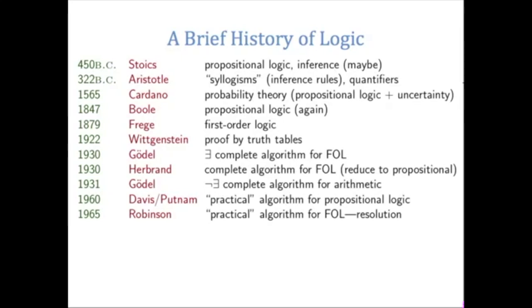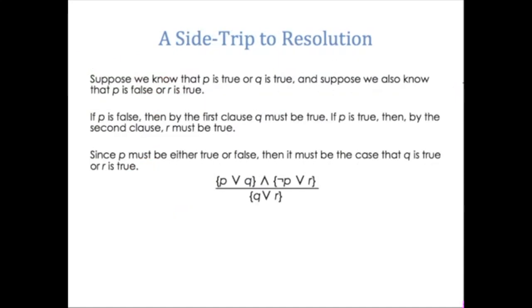Much later, Davis and Putnam created a practical algorithm for propositional logic. In other words, what Herbrand did was true in theory, as we'll see, but it doesn't really work very well when we have variables that can take on many values. And finally, in 1965, Robinson came up with a practical algorithm for first order logic, namely resolution, and we'll be looking at resolution.